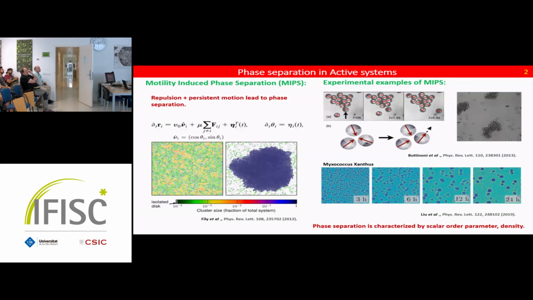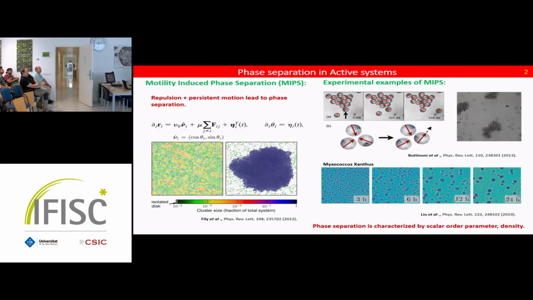Now you can see the interesting phenomenon of these particles. They can phase separate way below the packing fraction of their equilibrium counterpart. And if you consider very high packing fraction, they will make a big cluster like a liquid drop in a background of dilute gas. Then a year after, there was an experimental realization of this kind of phase separation by Buttinoni et al. They considered persistent active colloidal particles, and you see the formation of big clusters, with a dilute gas in the background.